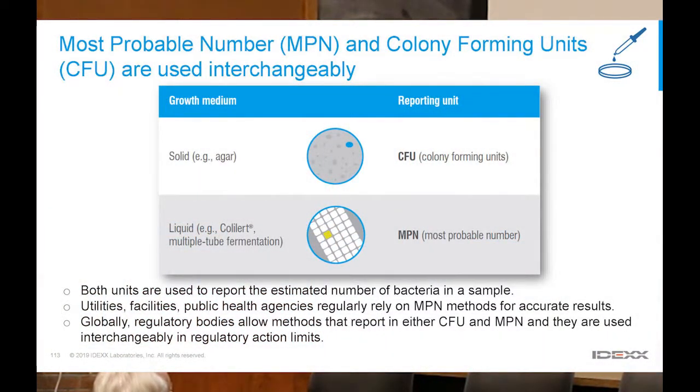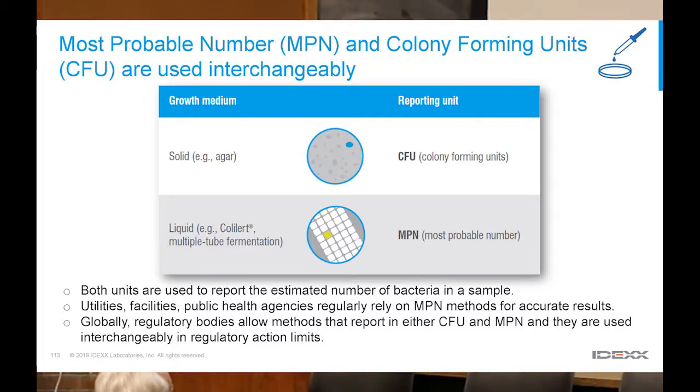Now, when you use solid media or when you use liquid culture media, you get two different kinds of reporting units on your data report from your accredited laboratory. If you are using solid media, the bacteria land on the plate, sometimes one, sometimes a little clump of them, and then little colonies grow up, and you count the colonies. With liquid media, you have a bottle and you pour it into, say, the Quanti-Tray, and it gets separated into little tiny individual culture squares on the tray, and you look for a color change. If you're using a solid plate, it's reported in colony forming units, or CFU. If you're using liquid culture, then it's reported as MPN, most probable number.